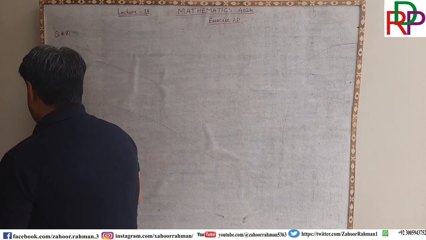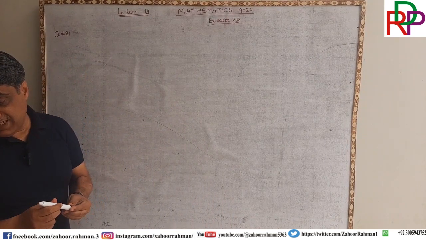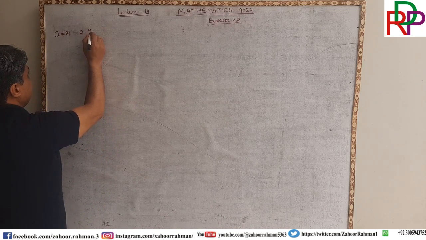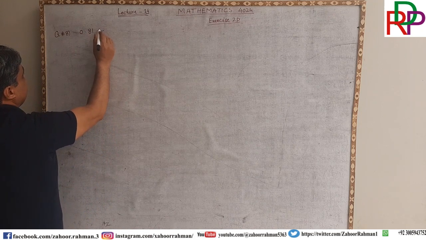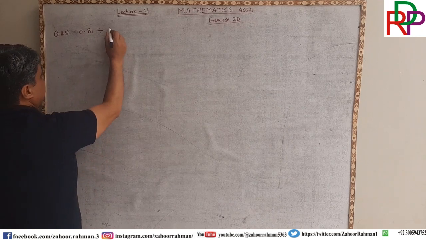We are doing question number 8, and question number 8 is saying divide 0.81 by 0.3.